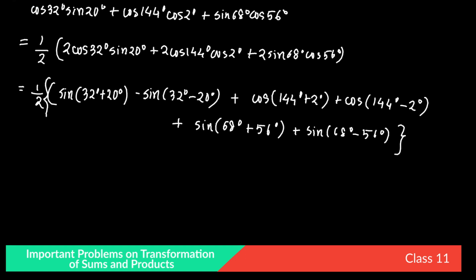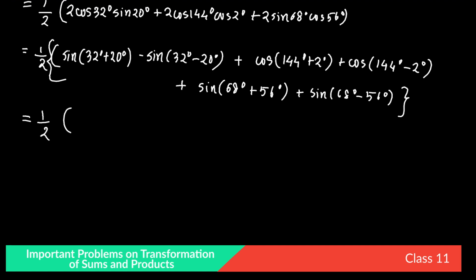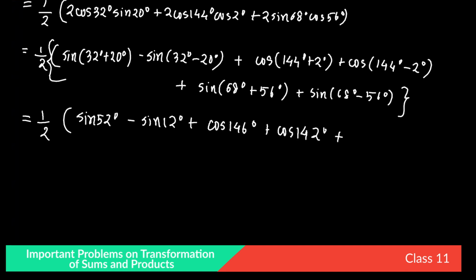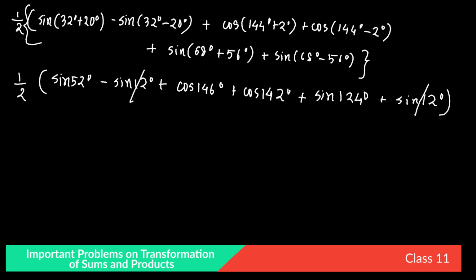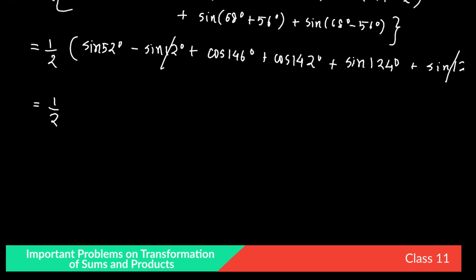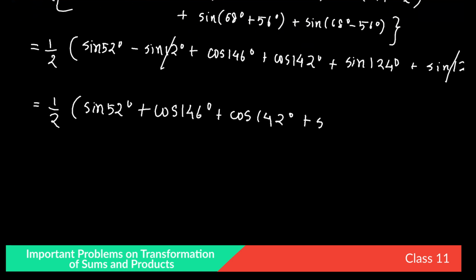Okay, now it is half outside. It is sine 52, minus sine 12, plus cos 146, plus cos 142, plus sine 124, plus sine 12. Now you can see from this that sine 12 and minus sine 12 are getting cancelled. So it is actually sine 52 plus cos 146 plus cos 142 plus sine 124.